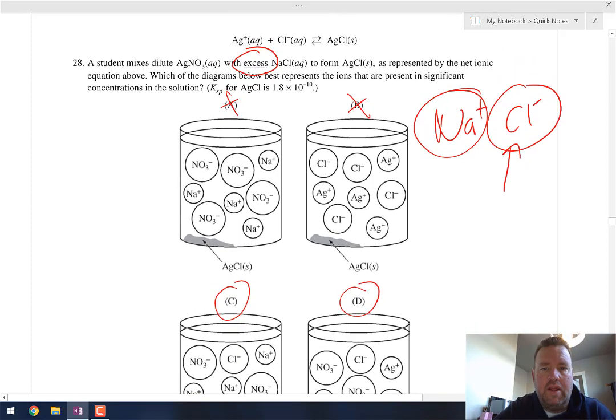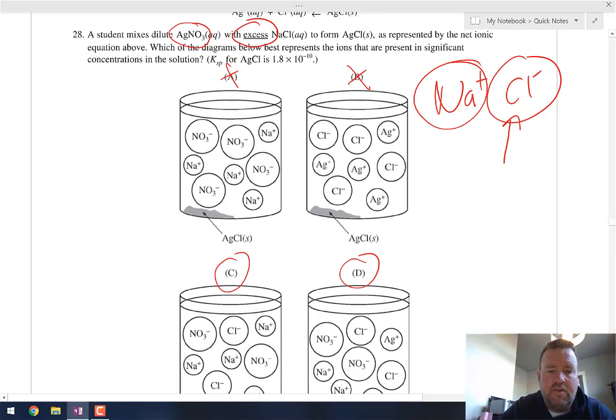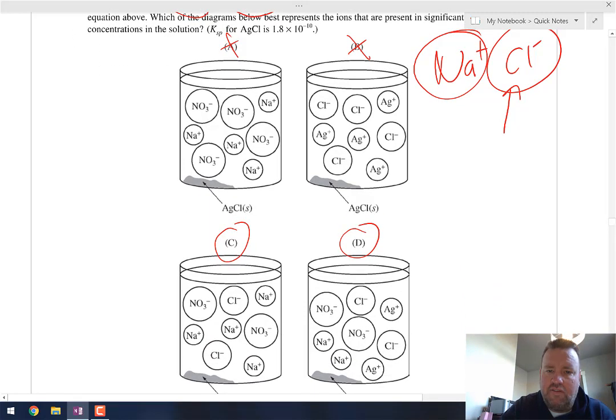Now, what else do we have here is that if NaCl is in excess, then we know that the silver nitrate therefore must be limiting. And if AgNO3 is the limiting reactant, then there cannot be any silver left over. Now we're going to have nitrate left over because no matter what, we know that all nitrates are soluble. So everything has to have nitrates, which again, C and D both have.